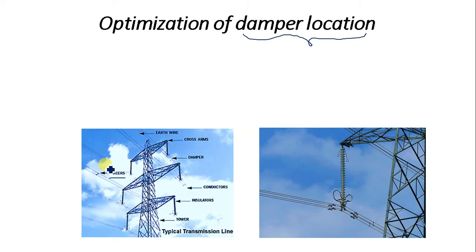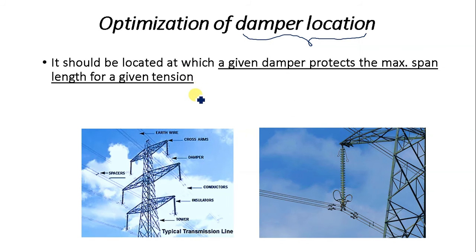Okay. So how can we optimize the location of your damper? The optimal location of a damper is the location at which the given damper, or whatever damper we have erected already in a transmission line, protects the maximum span length for a given tension. So that will be the main criterion, that our damper protects the maximum span length for our given tension, so that the strain at any span remains below the safe value, and the safe value is generally around 150 microns, throughout the frequency range of our interest. So in that way we can optimize the location of your damper.